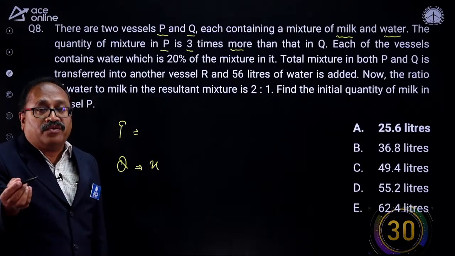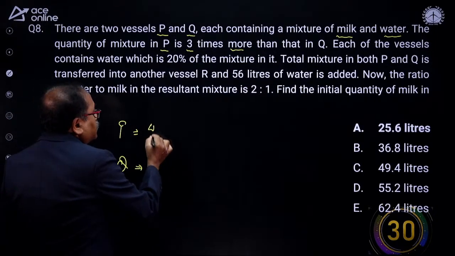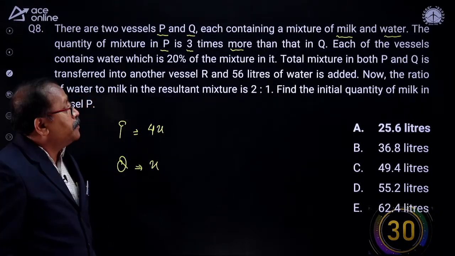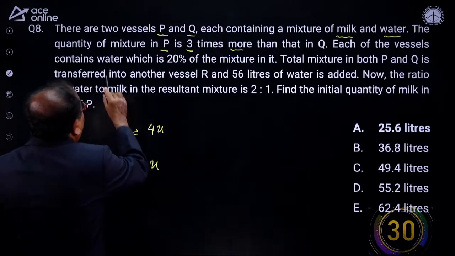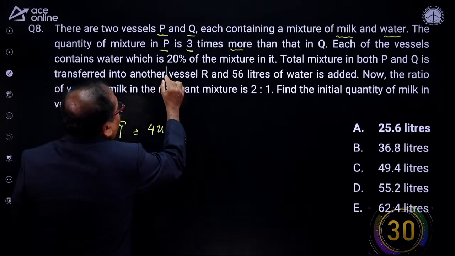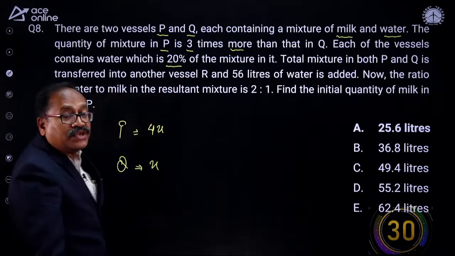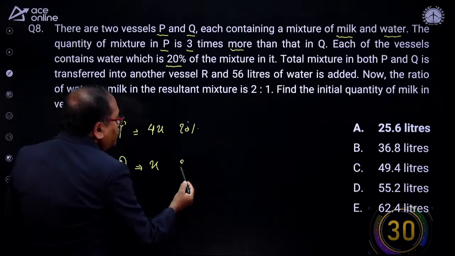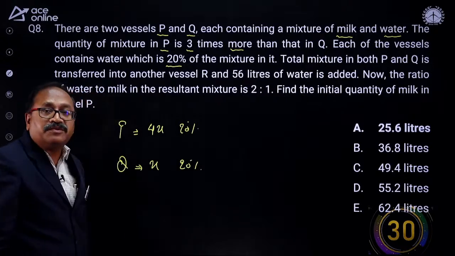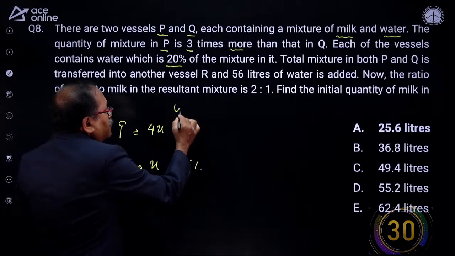3 times more. That means 4x हो जाएगी इसकी क्वांटिटी. चलिए इसके बाद क्या बता रहे हैं? Each of the vessels contains the water which is 20% of the mixture. So इसमें भी 20% वाटर है और इसमें भी 20% वाटर है. चलिए समझ में तो आ रहा है. ये हो गया वाटर की.